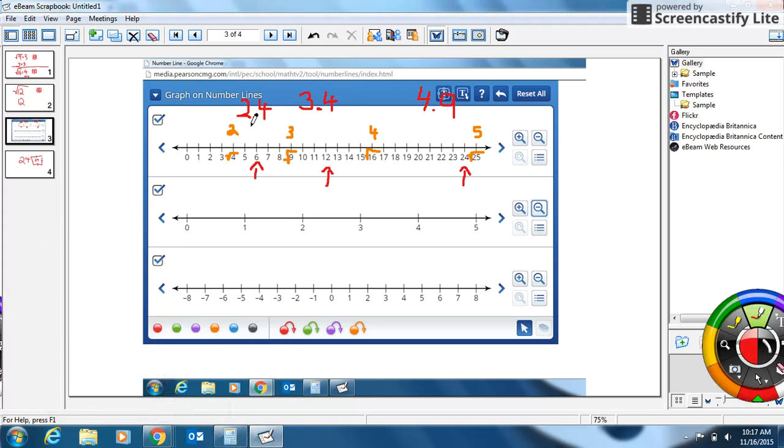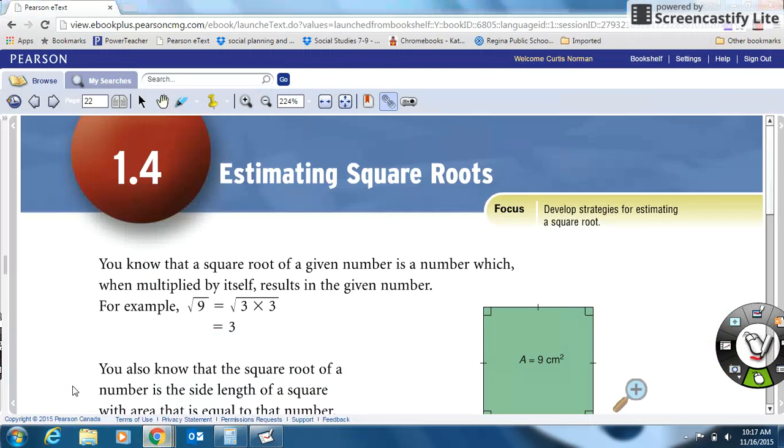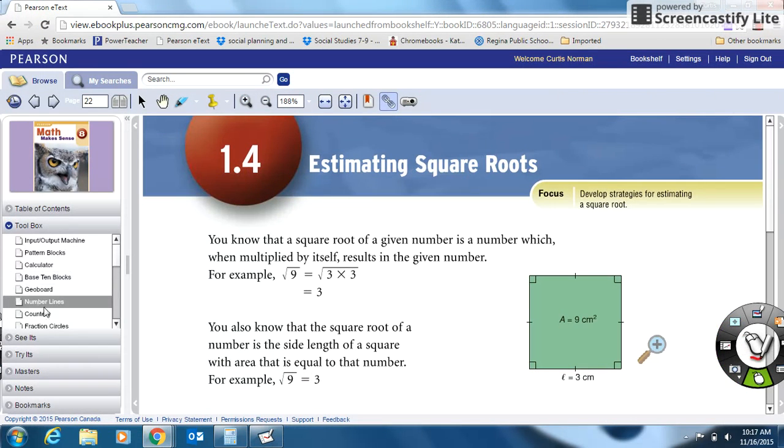All right, so there's the number line method. You can get this number line tool in your ePearson under the toolbox over here. If you forget where that is, it's right here. Toolbox, number lines. That's what I use to show you that. All right, so there's one method. You might not like the number line.